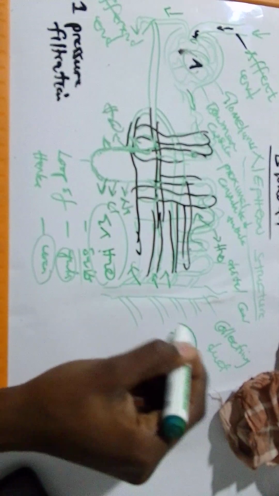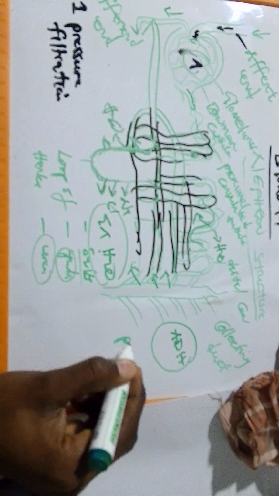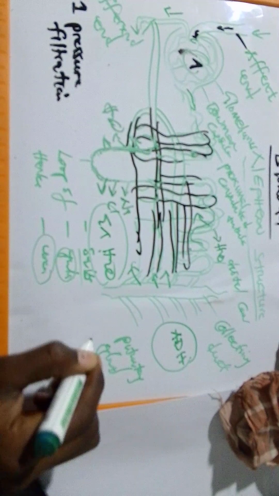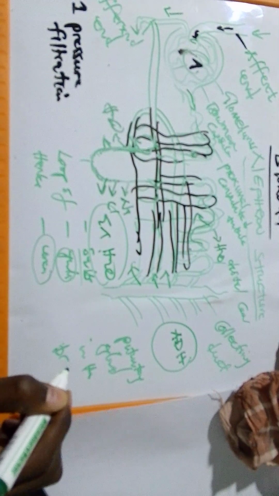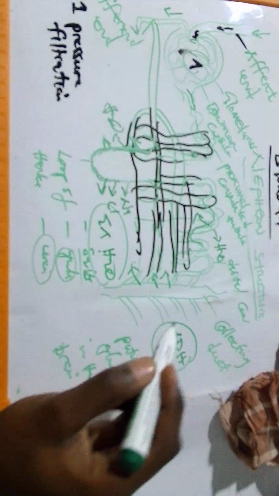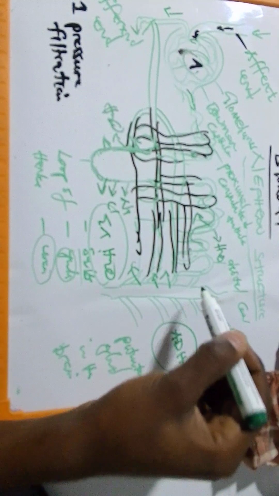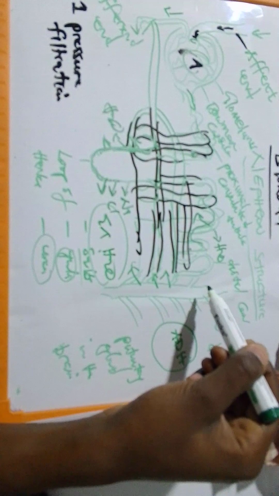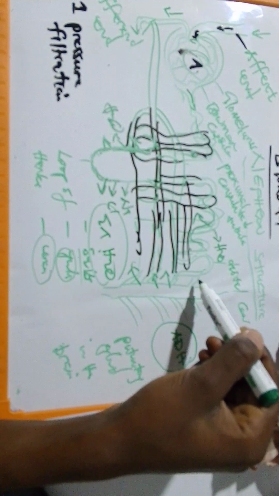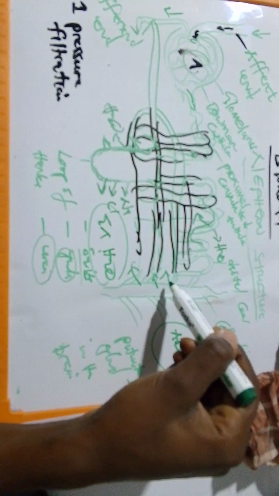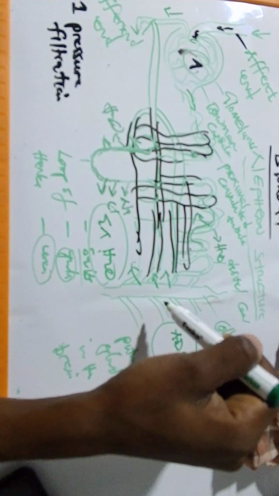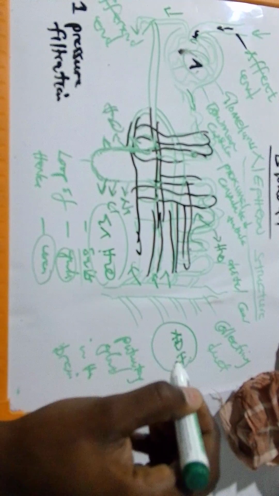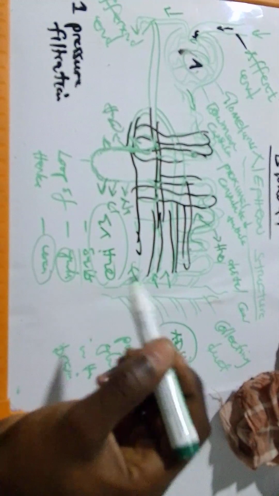So this ADH is the hormone that comes from the pituitary gland in the brain. So the only way the collecting duct can be permeable to water, meaning the only way the collecting duct can move water out of the solution, is when the ADH is present. So minus the ADH, this part cannot be permeable to water.